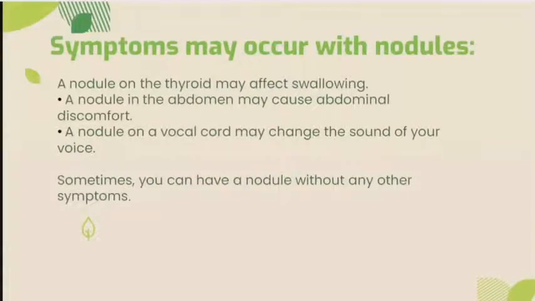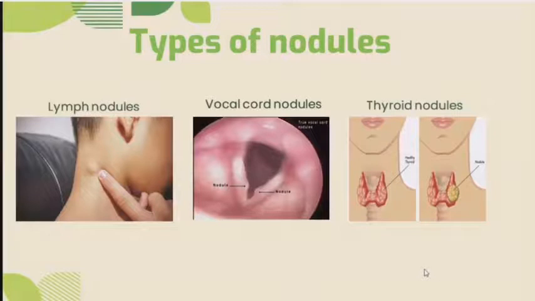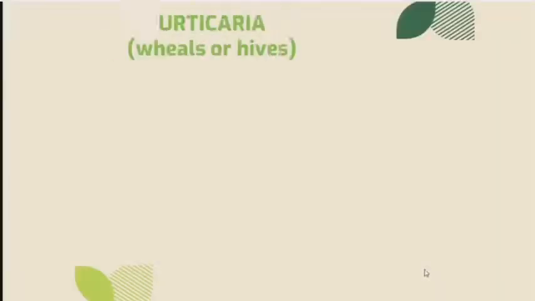Symptoms may occur with nodules. A nodule on the thyroid may affect swallowing. A nodule in the abdomen may cause abdominal discomfort. A nodule on a vocal cord may change the sound of your voice. Sometimes you can have a nodule without any other symptoms. Types of nodules: lymph nodules, vocal cord nodules, thyroid nodules.